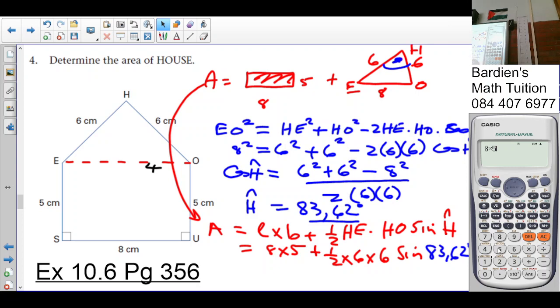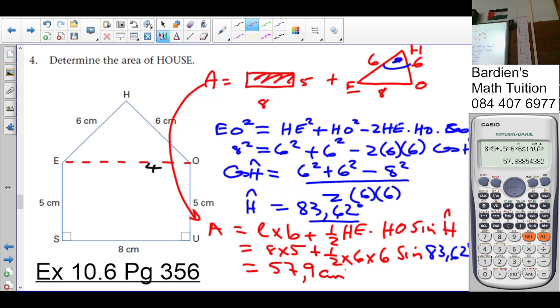Times 5 plus a half, 6 times 6 sine, gives 57.89. How many decimals did I say? So 57.9 centimeters squared. Okay? Here we know.